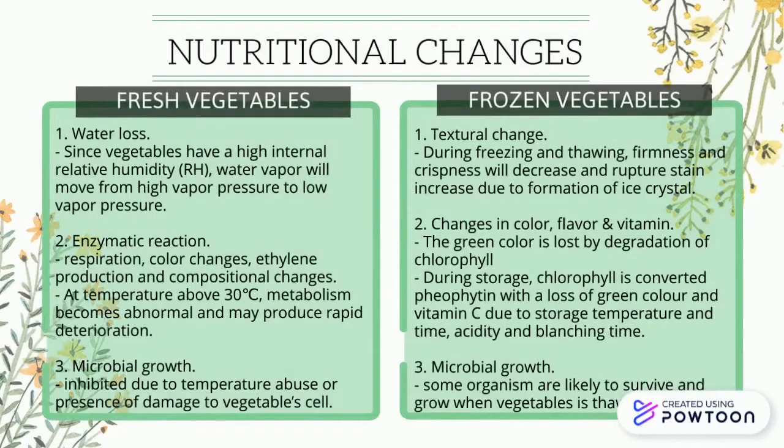For frozen vegetables, or vegetables that undergo the freezing process, the nutritional changes may be in terms of textural change. During freezing and thawing, firmness and crispness will decrease and rupture strain increases due to the formation of crystals. It also will change in color, flavor, and vitamin. For example, the green color is lost by degradation of chlorophyll. During storage, chlorophyll is converted to pheophytin with a loss of green color and vitamin C, due to storage temperature and time, acidity, and blanching time.